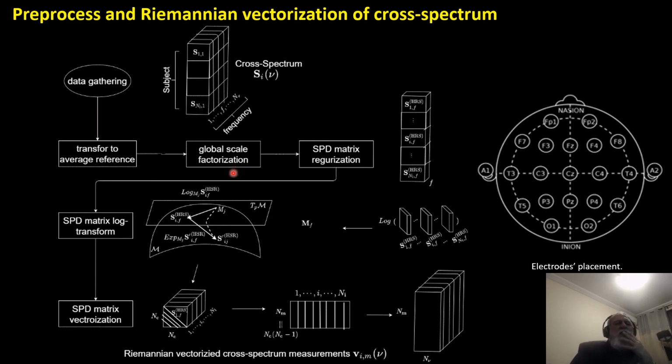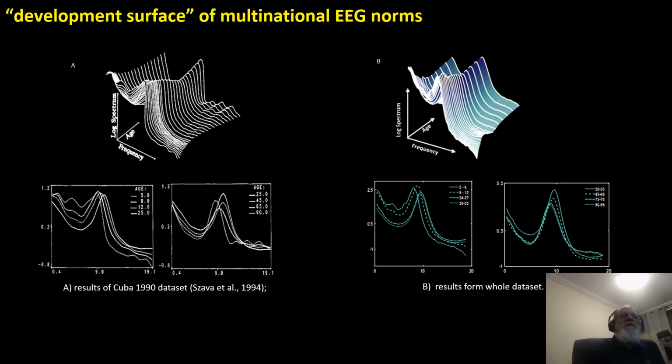We either have the log spectrum, or since we want to do not only the information of the spectrum, but also the information related to the cross spectrum. And the cross spectrum sits in a Riemannian space of positive semi-definite matrices. We carried out a transformation in which we vectorized and took to Euclidean space a set of cross-spectral matrices.